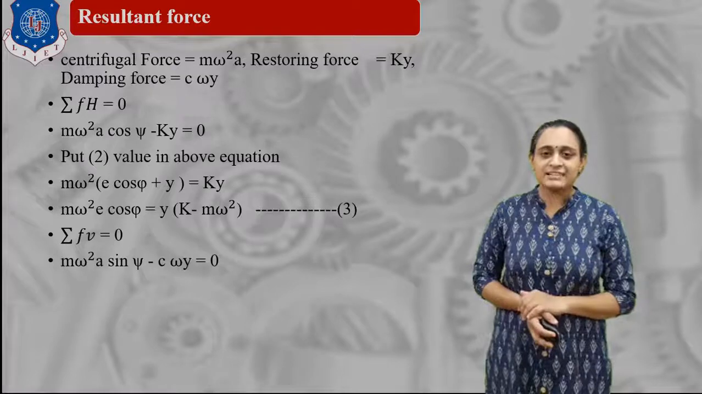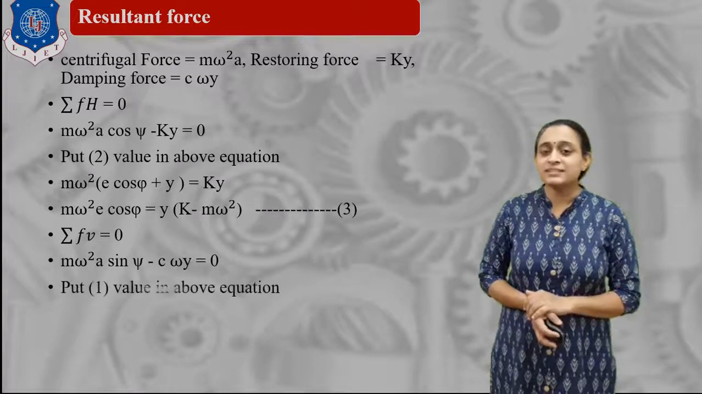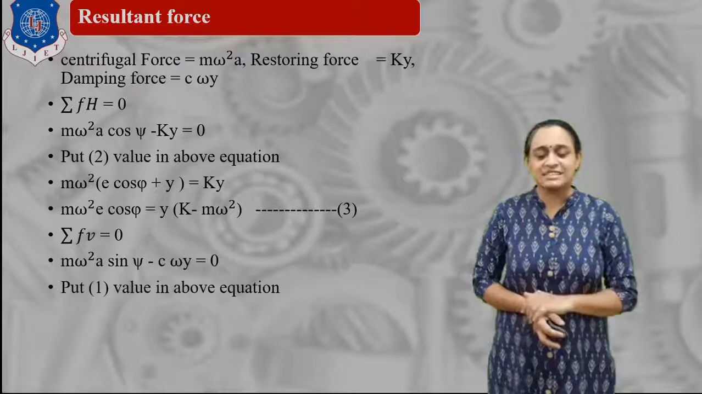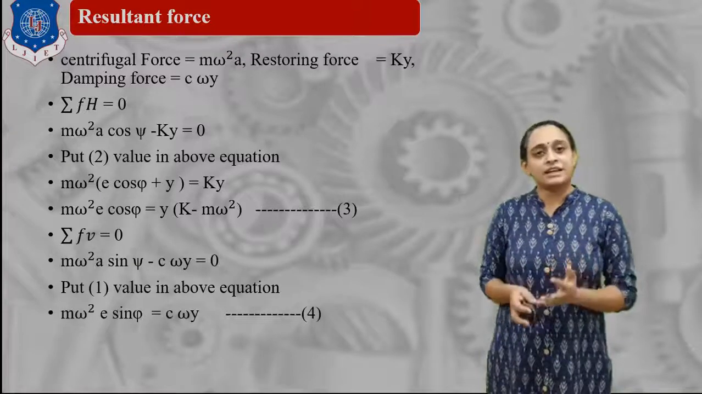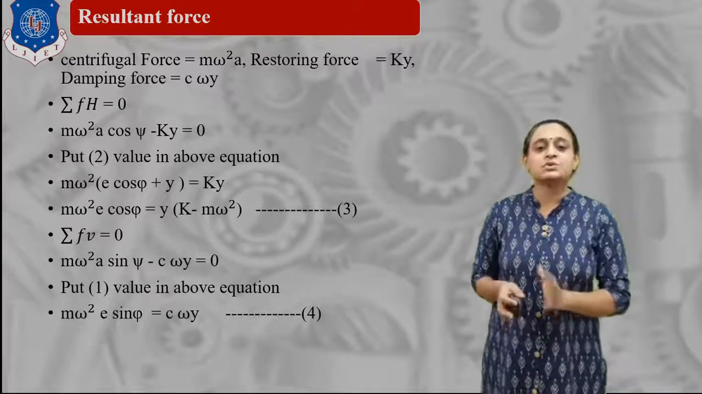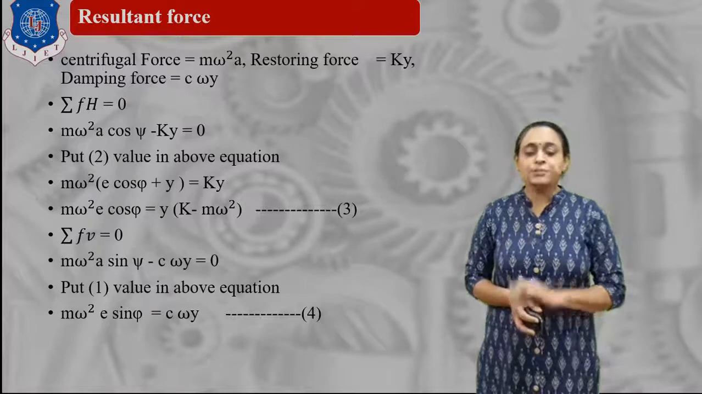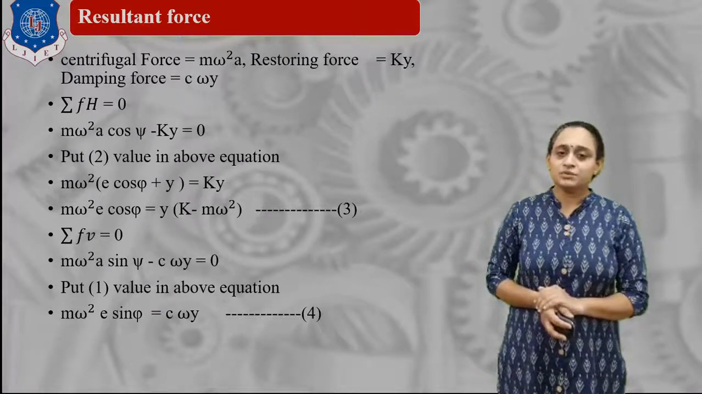Now let us put the A sin psi value. We have to put equation 1 in the above equation. So here we will get m omega square E sin phi is equal to C omega Y. So this is our equation number 4.